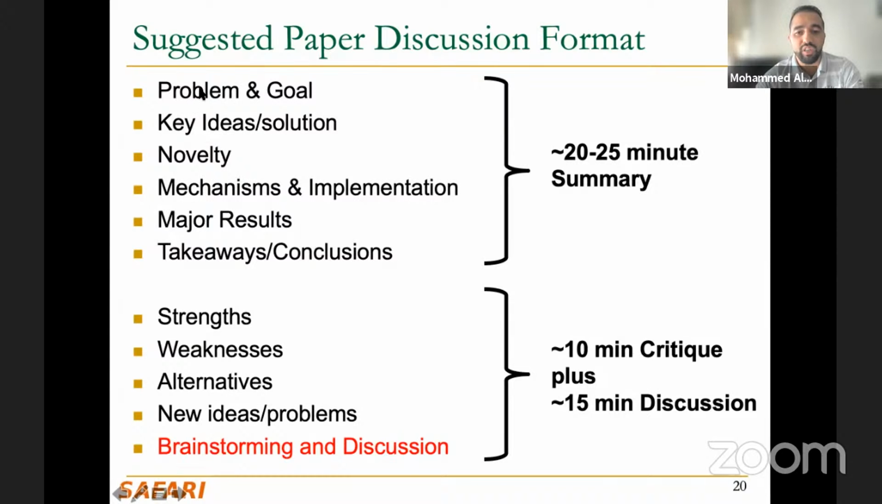You need to prepare the first part, which is the problem, the goal, the key ideas, the novelty that the paper presents, the mechanism, the implementation. You need to go into details. If you are presenting, for example, something about bioinformatics, you may want to provide background on that, and then the major results and the conclusion of the paper. Until now, you are just presenting the paper. And then in the second part, you will start analyzing the paper or the related work that builds upon the paper you are presenting. So in 20 to 25 minutes, you are presenting the paper, and then you start with 10 to 20, 25 minutes analyzing the paper.